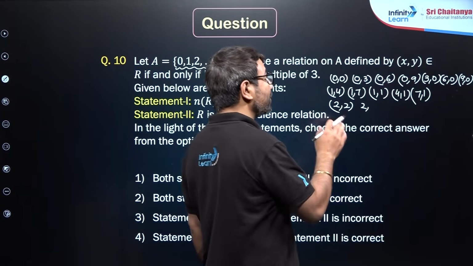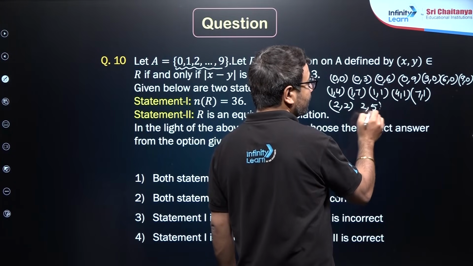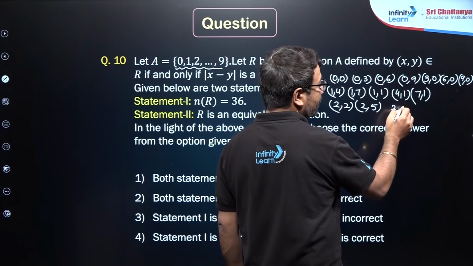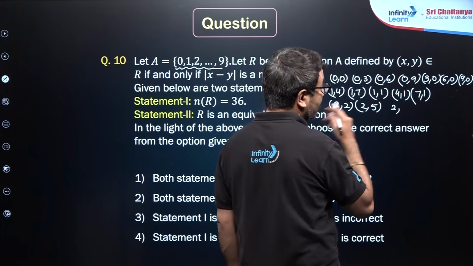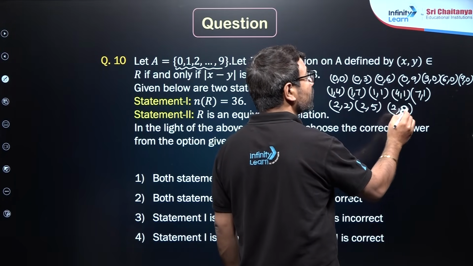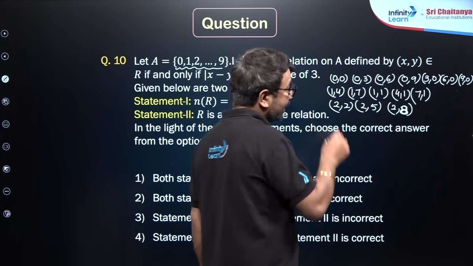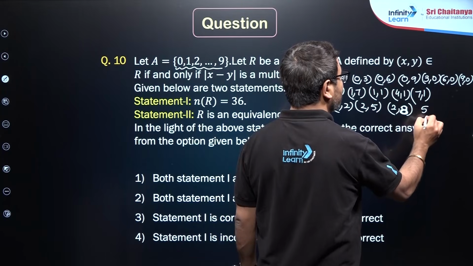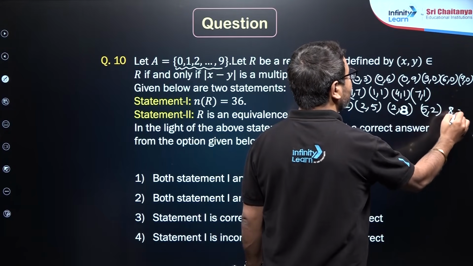So that is why with 2, 5 is possible, with 2, 7 is possible, and 9 is possible because of 8. 8 is possible because 2 minus 8 is a multiple of 3. In this way, you have to just take the reverse also: 5, 2 you have to take and 8, 2 you have to take.